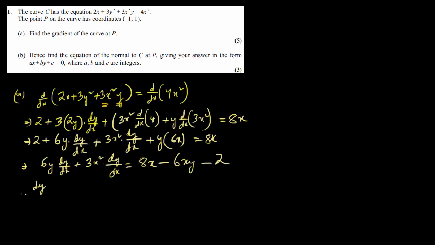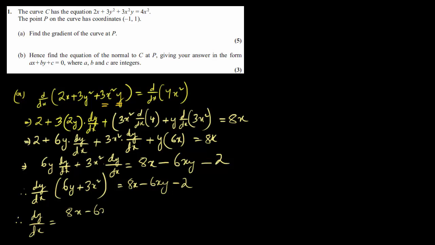Therefore, if we take dy by dx common, it would be (6y plus 3x squared), and this would be 8x minus 6xy minus 2. Therefore, dy by dx would be equal to (8x minus 6xy minus 2) divided by (6y plus 3x squared). So we have an expression for dy by dx, and that's exactly what we are asked to do. But the gradient is not dy by dx. What we just found is an expression for the gradient.